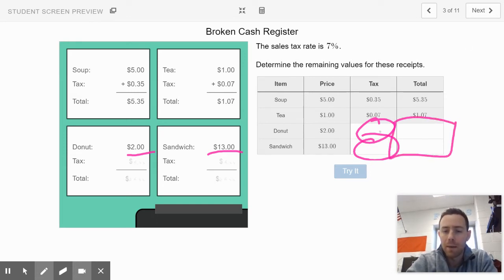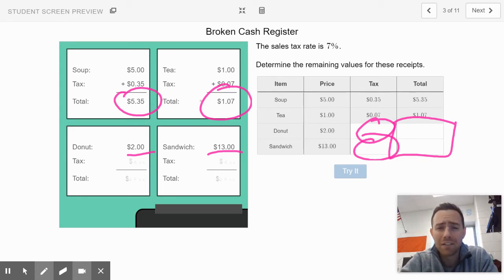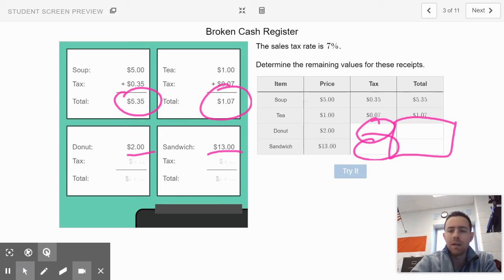The total can be given in that box right there, and you can use the first 2 good receipts as a guide for how you should figure out the total. What you'll do is you'll add. That's how tax works. So that's your job. Fill out that table when we come back here to Edpuzzle.